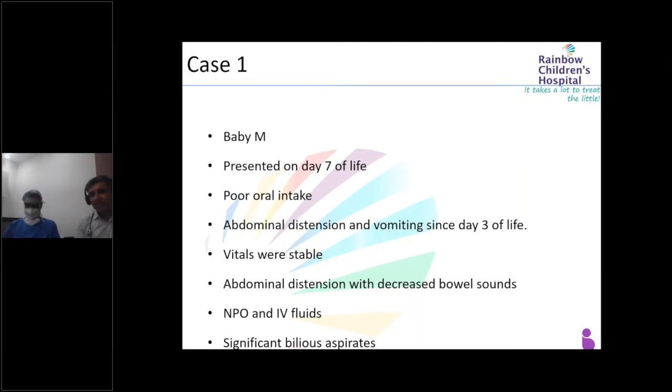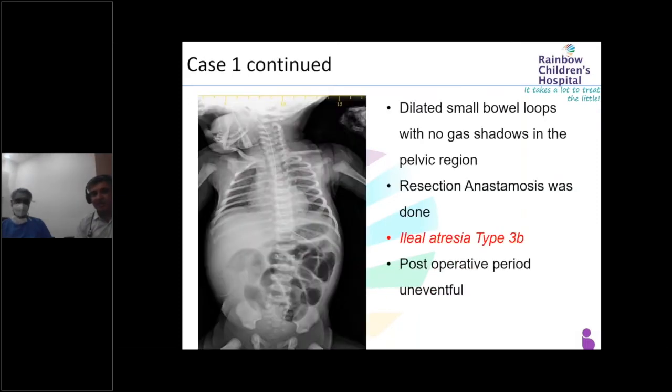When we inquired regarding the history, the parents said the baby was passing small amounts of stools since birth, but was not having proper feed intake, and started having vomiting since day 3 of life. So we admitted the baby, started IV fluids, and made the baby NPO. The baby had significant bilious aspirates. The X-ray done on the day of admission showed dilated small bowel loops. There was no gas seen in the pelvic region.